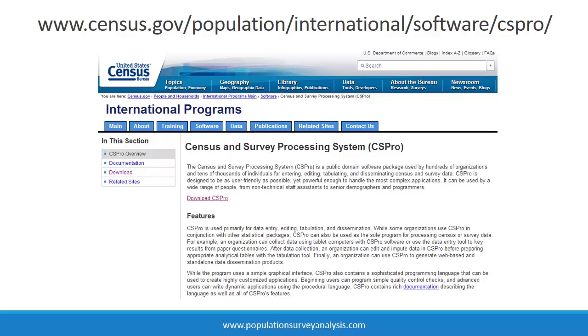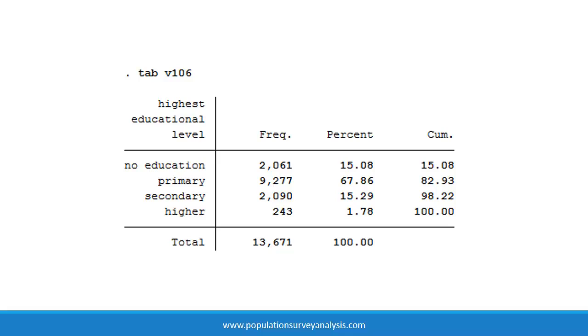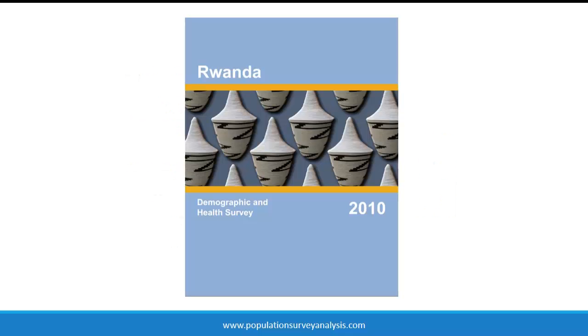The final raw data set is sent to ICF International, where it is recoded with standardized variable IDs and definitions. The variable V106, for example, is highest level of education among women respondents in all DHS datasets, and the response categories are always no education, primary, secondary, and higher. As a result, DHS datasets can be easily combined across time and countries. And the Measure DHS project creates a final report of summary statistics for each DHS.